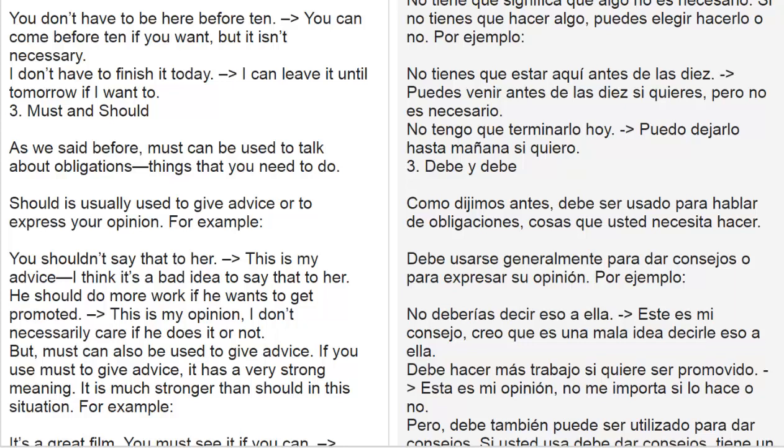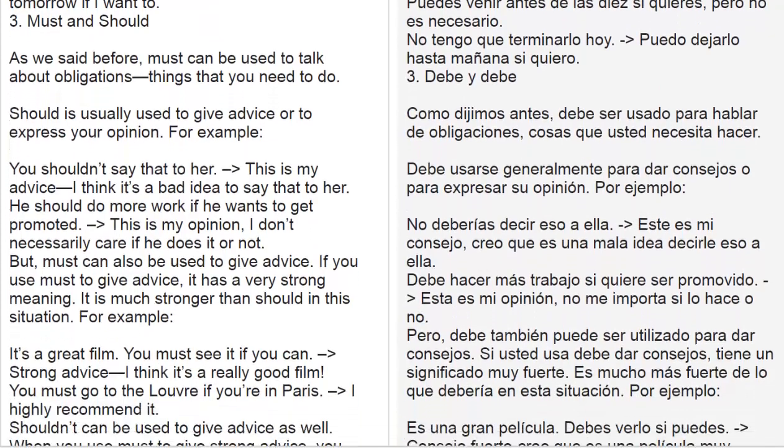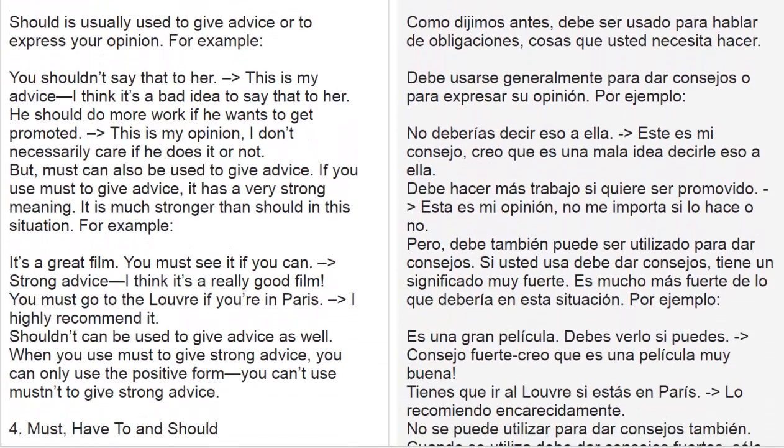Point 3, let's look at must and should. We said before, must is used to talk about obligations, things you need to do. Should is used to give advice or express your opinion. For example, you shouldn't say that to her. So this is my advice. I think it's a bad idea to say that to her. He should do more work if he wants to get promoted. This is my opinion. I don't really care if he does it or not. It's just my idea.